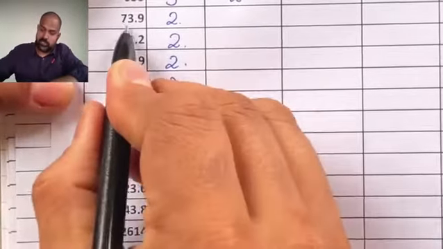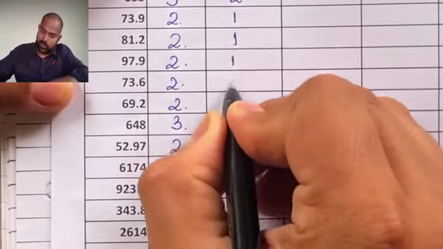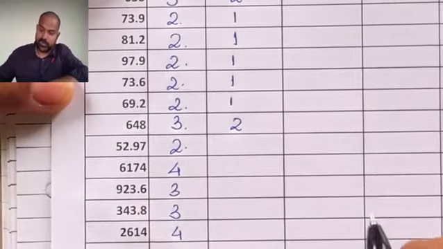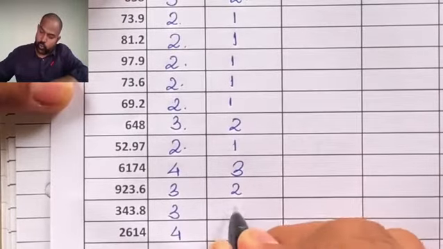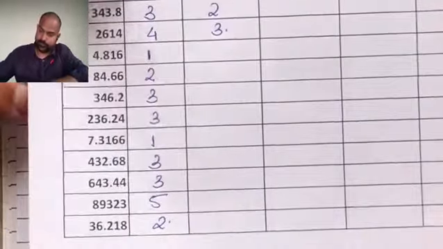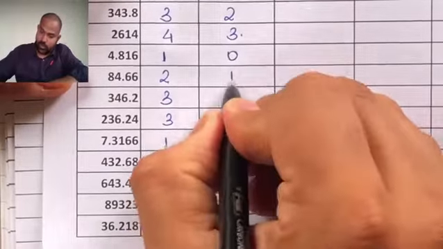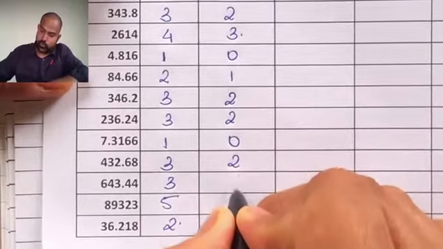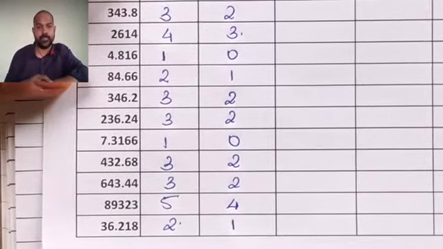So 2 places before the decimal, minus 1 is 1. 3 places before the decimal, minus 1 is 2. 1 place before the decimal, 1 minus 1 is 0.